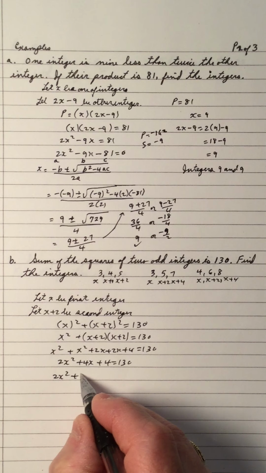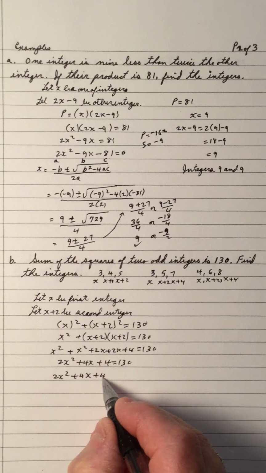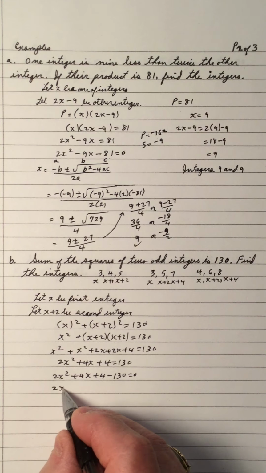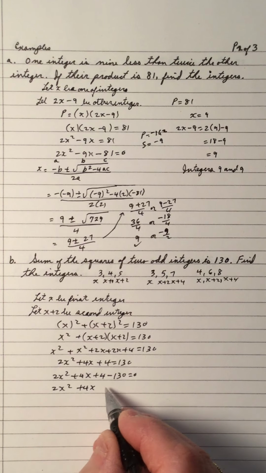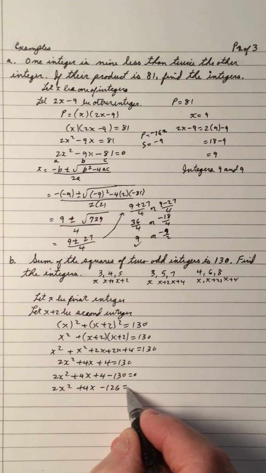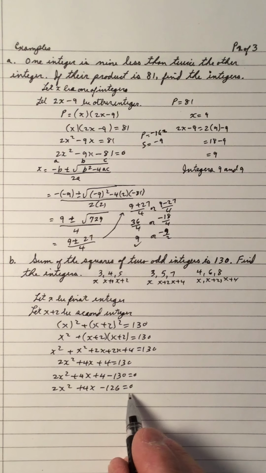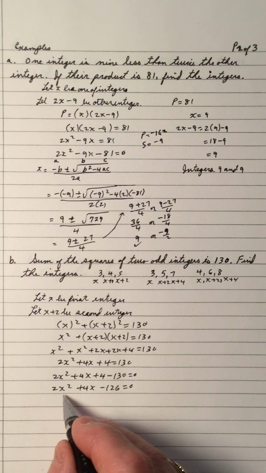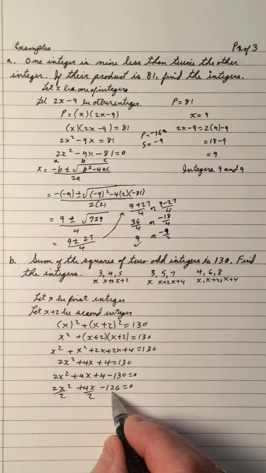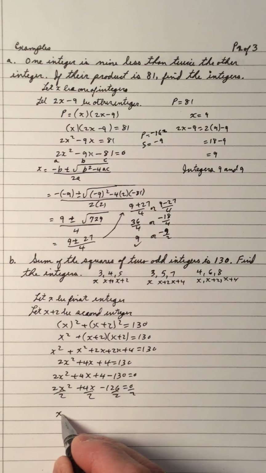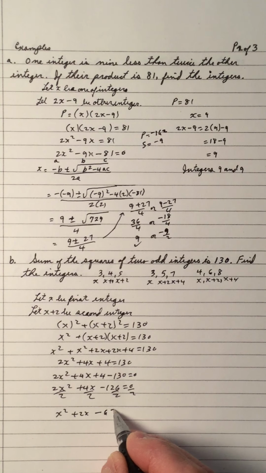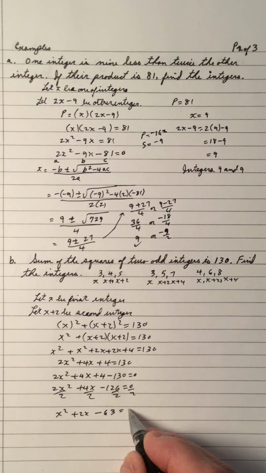Now we move the 130 to the left side and make it a negative 130. So we get 2x squared plus 4x minus 126 equals 0, and we have an equation equal to 0. 2 is the GCF, so I'm going to divide every term by 2. If you divide every term by 2 because you have an equation, you get x squared plus 2x minus 63 equals 0.